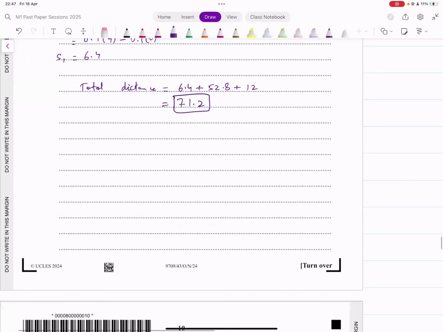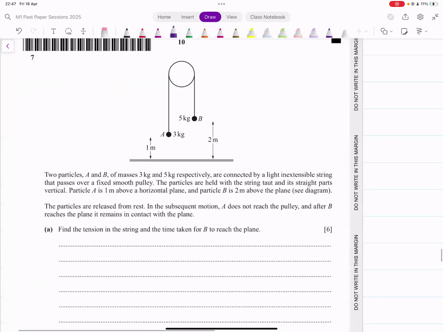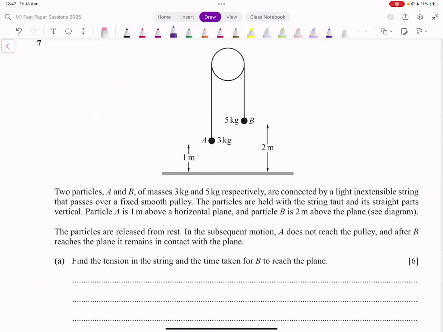Let's look at this now. Question number 7. Two particles A and B of masses 3 kilograms and 5 kilograms respectively are connected by a light inextensible string that passes over a pulley. The particles are held with the string taut. The particles are released from rest. In the subsequent motion A does not reach the pulley, and after B reaches the plane, it remains in contact with the plane. Find the tension in the string and the time taken for B to reach the plane.